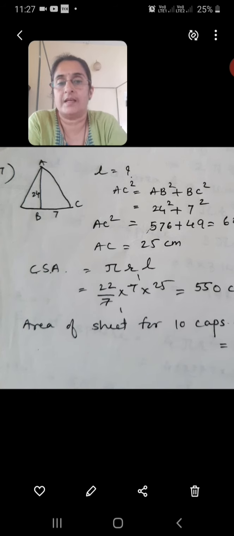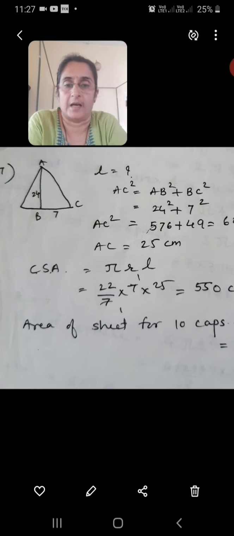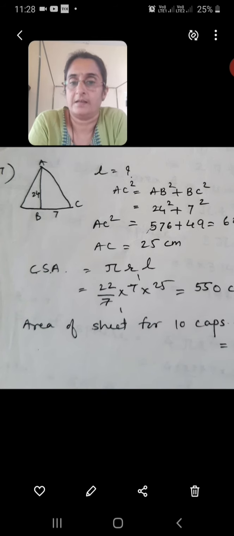So AC square is equal to AB, that is the height of the cap, plus BC, that is the radius of the cap. So 24 square plus 7 square gives us 625. So AC is 25. AC is the slant height, which we are going to consider as L. To find the CSA, we are going to use pi r L. Using that, we'll get 550 centimeter square as the curved surface area of that cap.